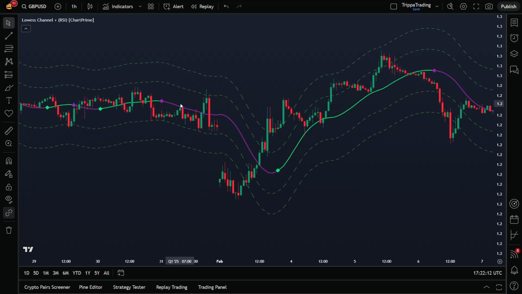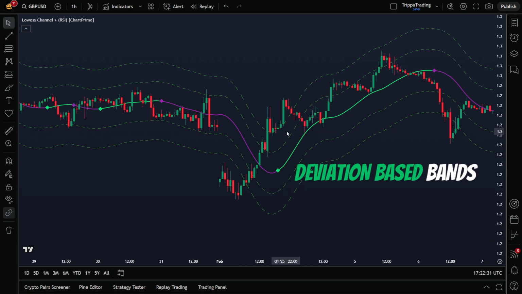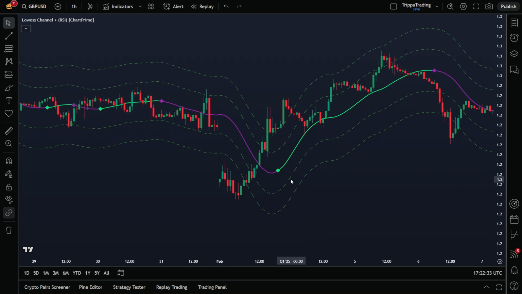And when the line does change color, you'll often see these little diamonds pop up right on the chart. These diamonds highlight that a potential trend shift or reversal might be happening. Then, around that main lowest line, you'll see these dashed lines forming a channel. These are deviation-based bands calculated using volatility like ATR, and they expand or contract based on how much the price is moving. Think of these bands as potential areas where the price might be overextended.